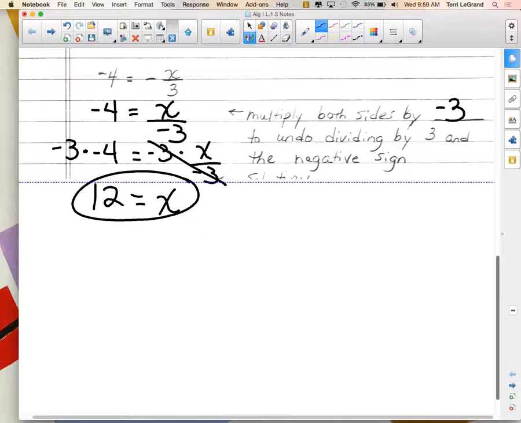So let's put that in. Remember, mental math check. Put that in for our x. We have 12 over 3, which is what? 12 divided by 3, 4. And then there's that negative sign in front of it. So now it's saying negative 4. So we have a negative 4 on the right. We have a negative 4 on the left. Checks out. Any questions?